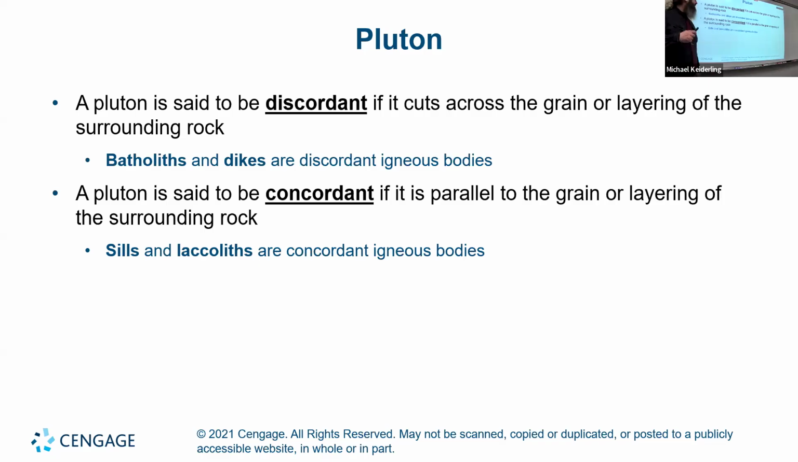Sills and dikes have similar shapes. They're both thin, flat bodies, but sills are between layers of existing rock, and dikes are cutting through layers of existing rock. So sills tend to be horizontal, dikes tend to be vertical. And then batholiths are just big, and laccoliths are structures where they're between the layers, but they fill with magma and it pushes the overlying layers up in a sort of blister-like structure.